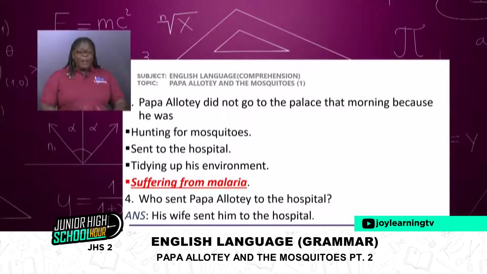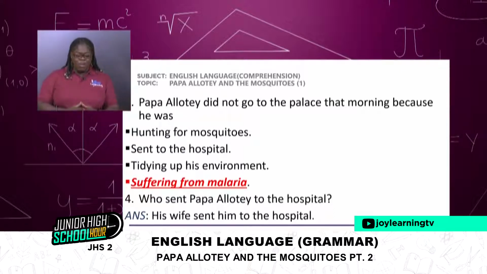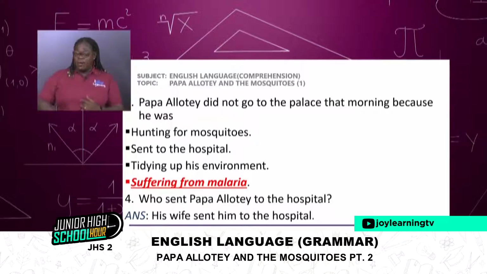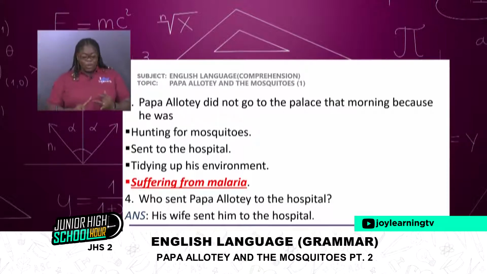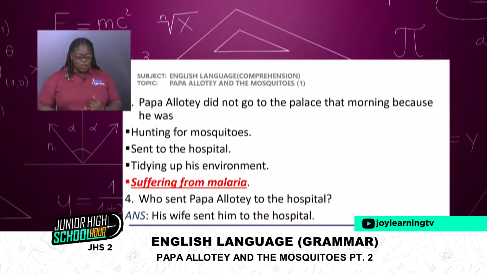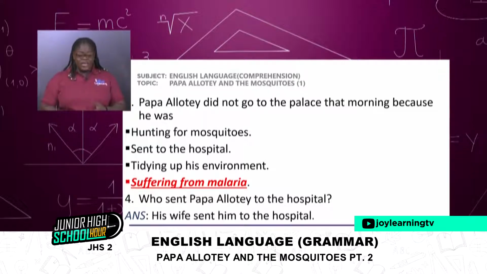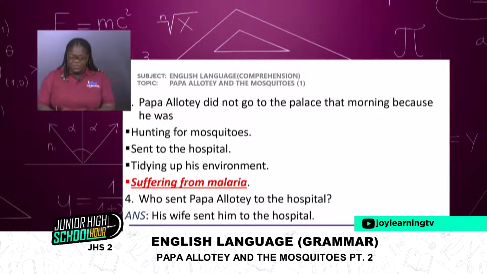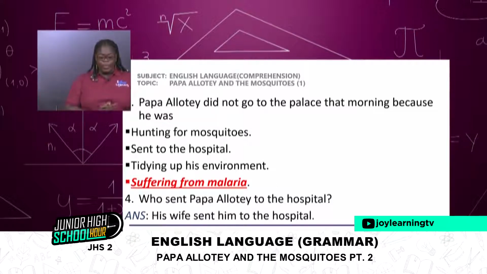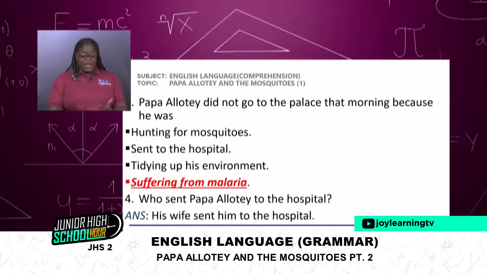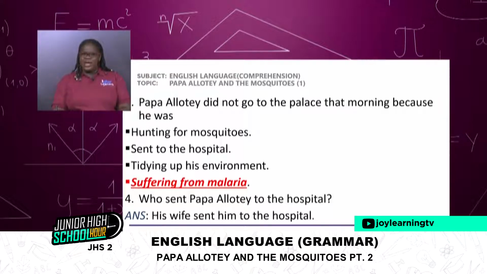Number 3, Papalo did not go to the palace that morning because he was 1, hunting for mosquitoes, 2, sent to the hospital, 3, tidying up his environment, 4, suffering from malaria. I think that is my answer. Papalo did not go to the palace that morning because he was suffering from malaria. All the answers above: hunting for mosquitoes, no. Sent to the hospital, I think he was not sent to the hospital before then.